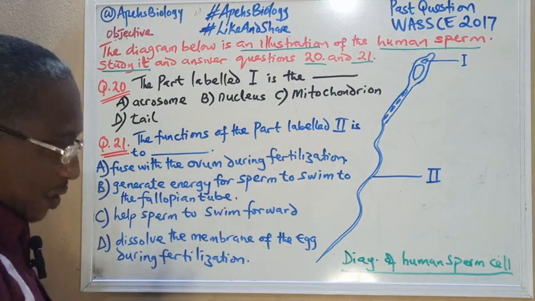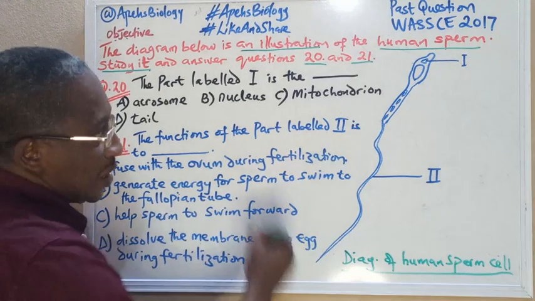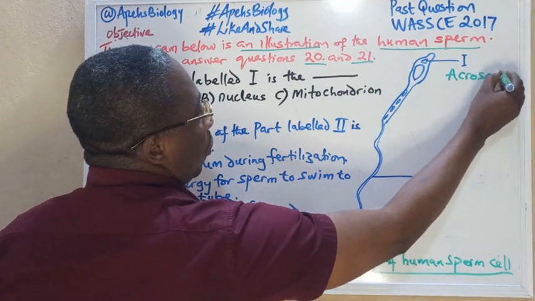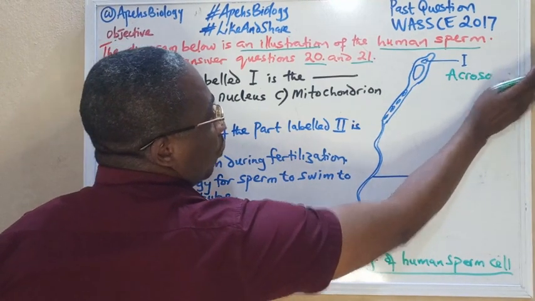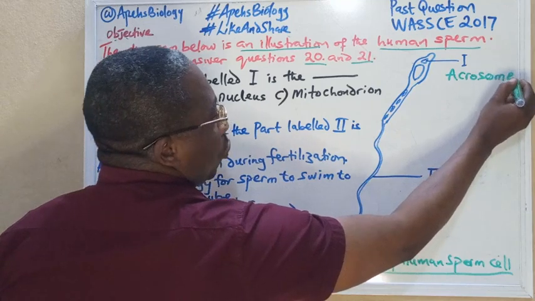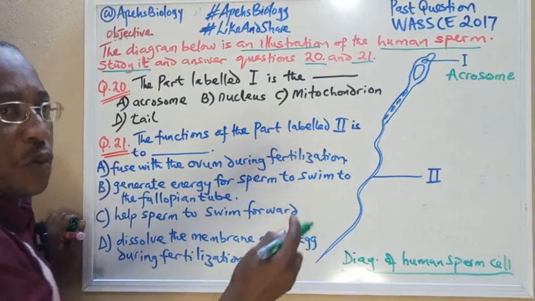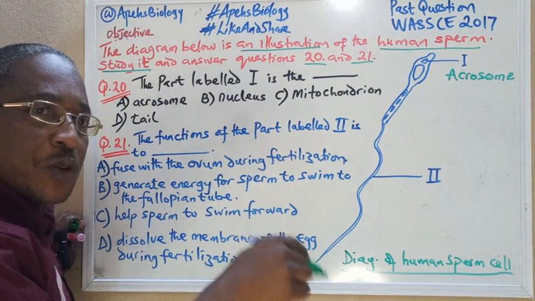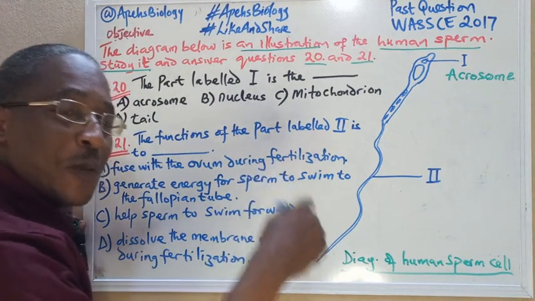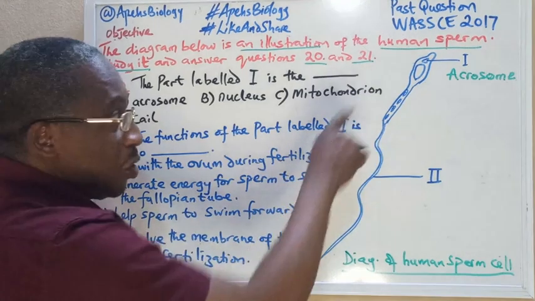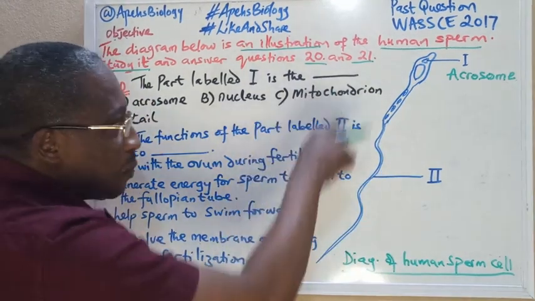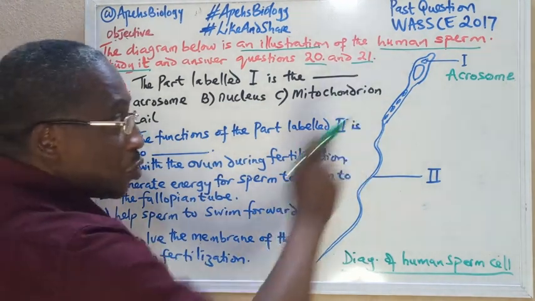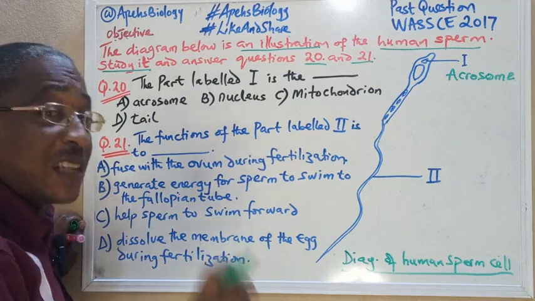So let's see the parts that were labeled. The first part, labeled 1, is called the acrosome. This acrosome is responsible for dissolving the surface of the female egg during the process of fertilization inside the woman's fallopian tube. If this does not dissolve, the sperm cell cannot penetrate the egg for the purpose of fertilization. So the acrosome is so important because it contains an enzyme.